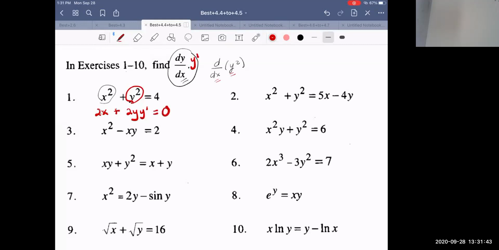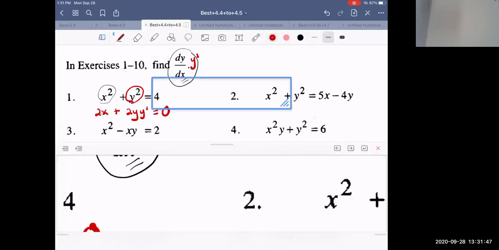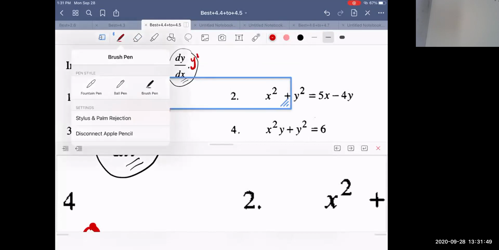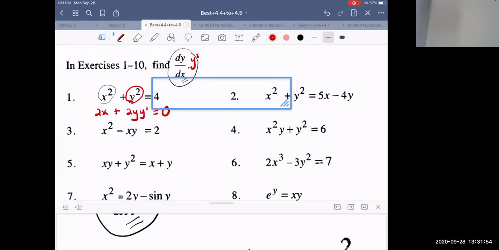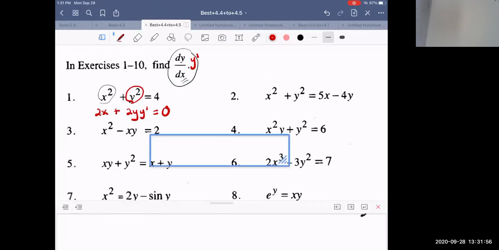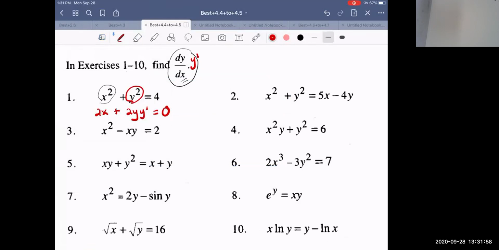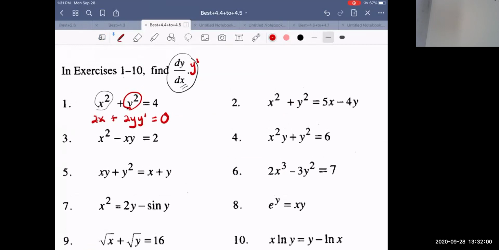The derivative of a number is 0, right? So what we have is 2x plus 2y y prime equals 0.